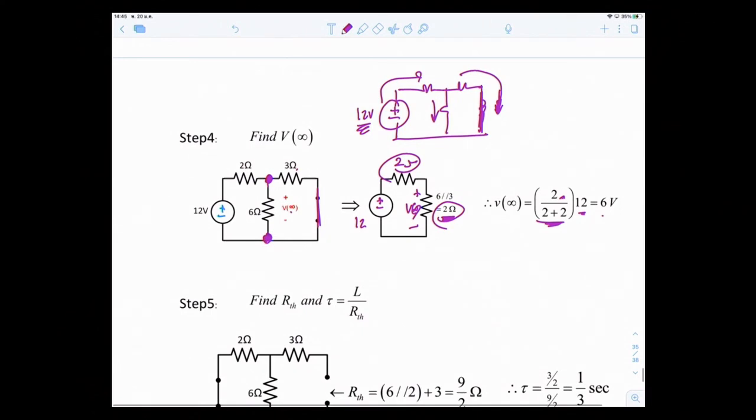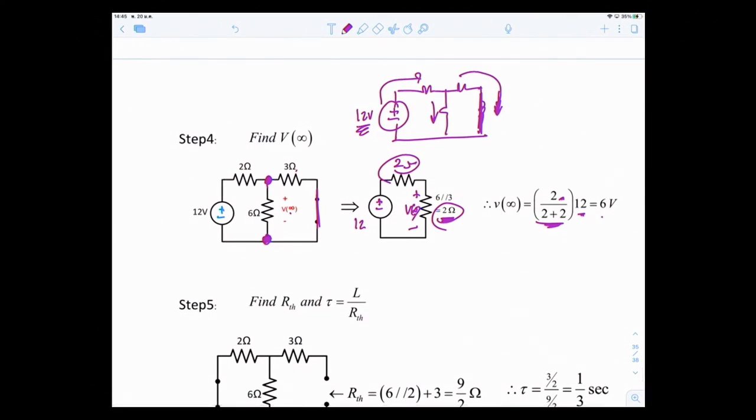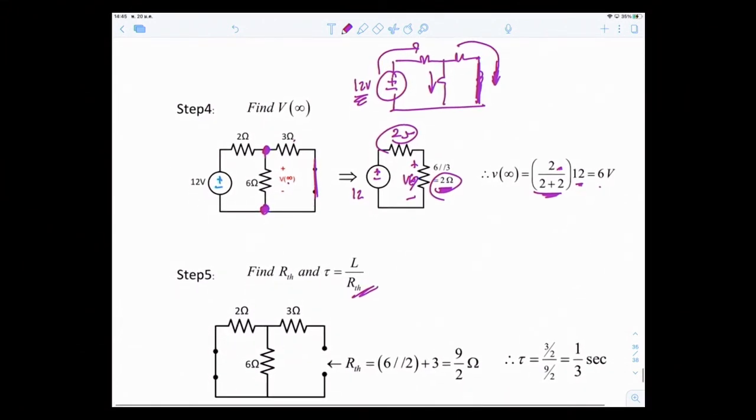Next step, find tau. It's an RL circuit, so tau is equal to L over R Thevenin. R Thevenin, R equivalent. You have to find R Thevenin because we have more than one resistor. So looking through your inductor, short your voltage source. What do you see? You see that 6 and 2 are in parallel, right?